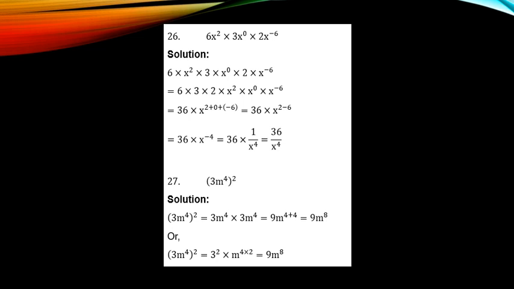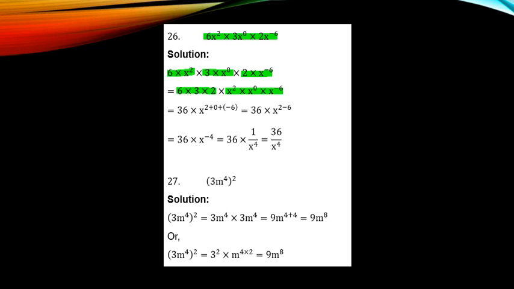26. Simplify this problem. All right, so let's expand it out. You have 6 times s squared, 3 times s power 0, 2 times s power of minus 6. Let's write out the constants together. That is 6 times 3 times 2 and the letter s. S squared times s power 0 times s power of minus 6.